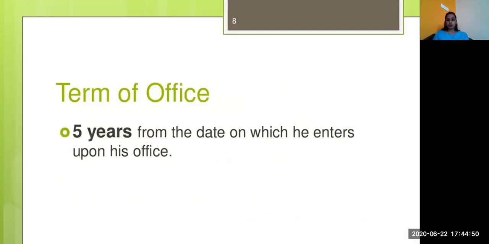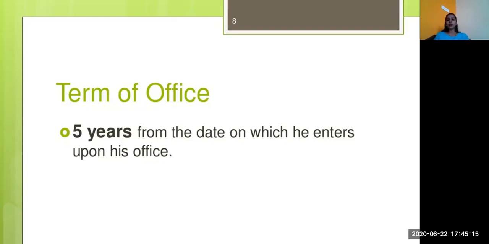Now the term of the office. President of India and the vice president of India are elected for 5 years. They cannot vacate their office unless and until the new president and vice president are elected. So when the new president and vice president get elected and enter the office, only then can the old president and vice president vacate their office.